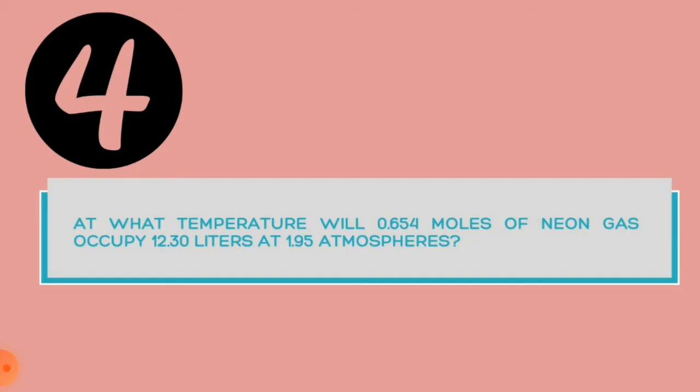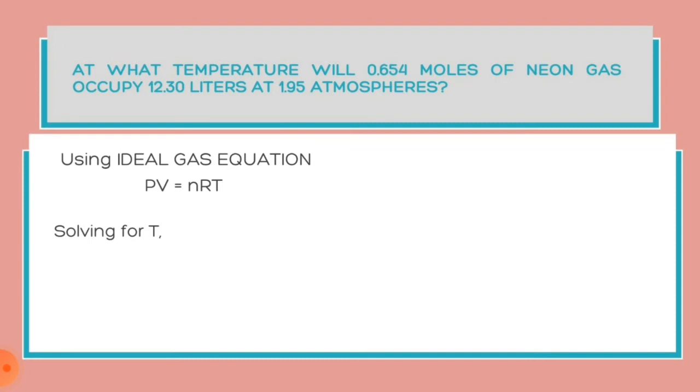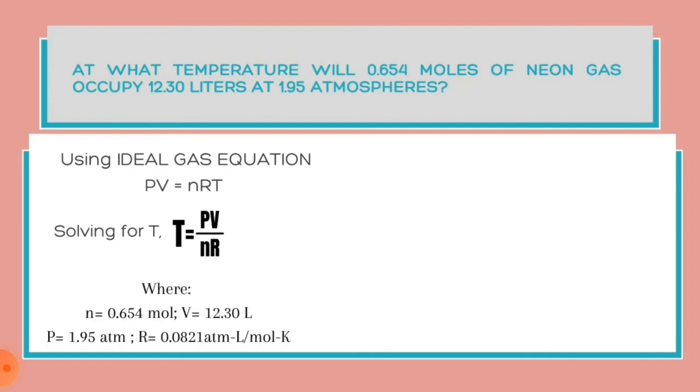Number 4. At what temperature will 0.654 moles of neon gas occupy 12.30 liters at 1.95 atmospheres? Using the ideal gas equation, PV equals nRT. Let us solve for T. In order to find T, let us divide both sides by nR. So the equation now is T equals PV over nR.